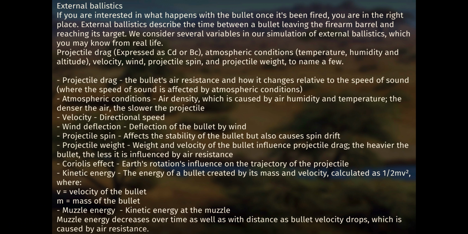Okay, well, that's kind of wrong anyways. CD is drag coefficient. BC is ballistic coefficient. To get your BC, you use CD. So they're not the same thing. But projectile drag, the higher the BC, the less drag it has. So it's going to lose less energy and cut the wind better up to a certain point.